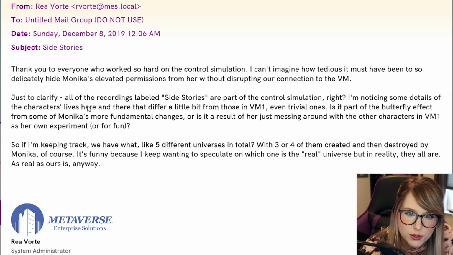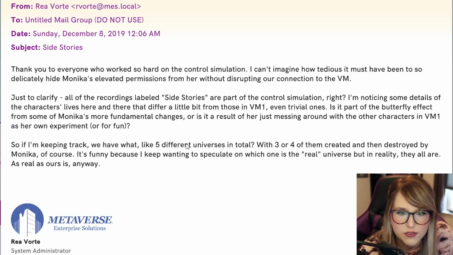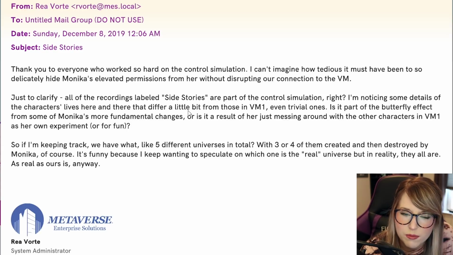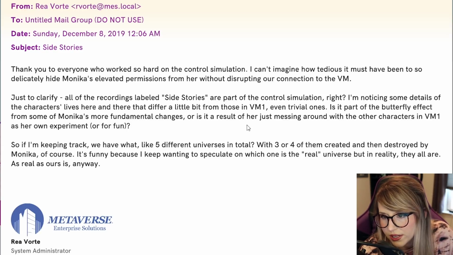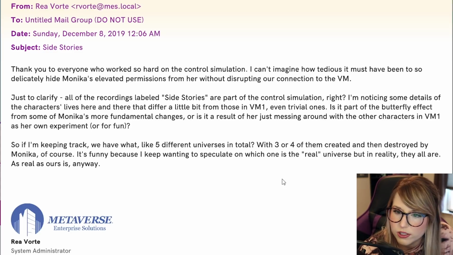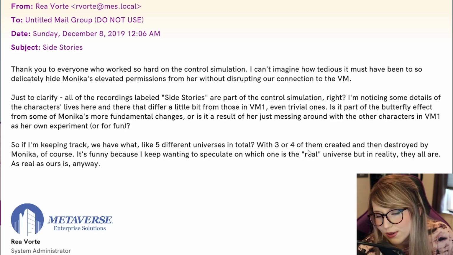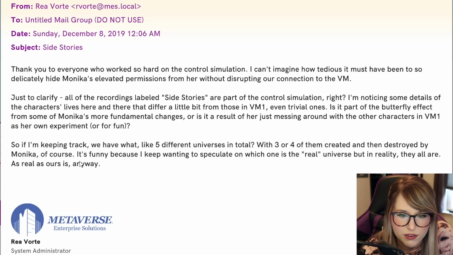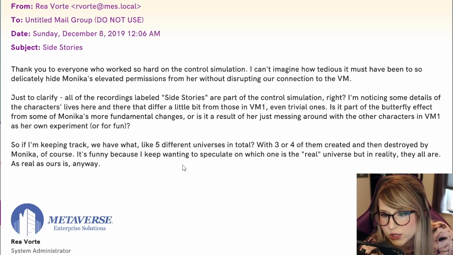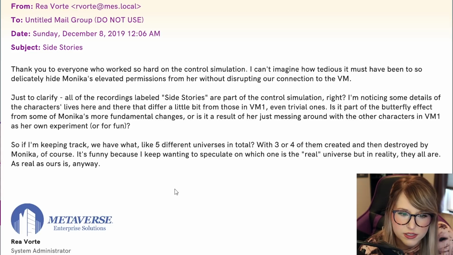Just to clarify, all the recordings labeled side stories are part of the control simulation, right? I'm noticing some details of the characters' lives here and there that differ a little from those in VM1, even trivial ones. Is it part of the butterfly effect for some of Monica's more fundamental changes? Or is it a result of her just messing around with the other characters in VM1 as her own experiment or for fun? So if I'm keeping track, we have 5 different universes in total, with 3 or 4 of them created and then destroyed by Monica, of course. It's funny because I keep wanting to speculate on which one is the real universe, but in reality, they all are. As real as ours is, anyways.